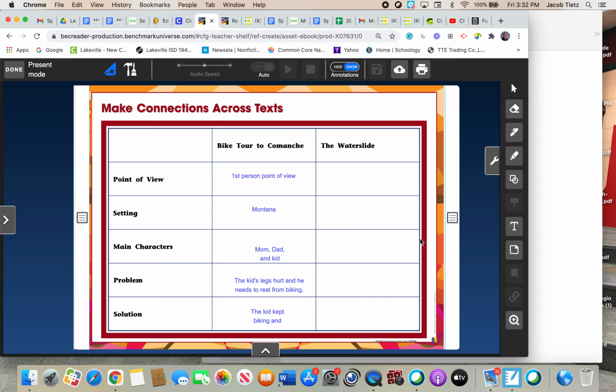So what you're going to be doing for your assignment is you're going to be reading the water slide, and you will be filling this out on a Seesaw assignment.